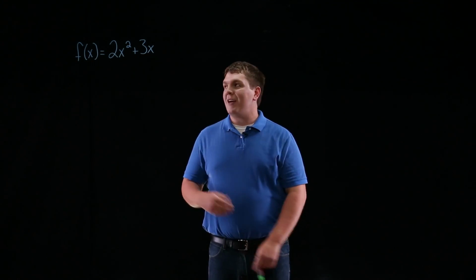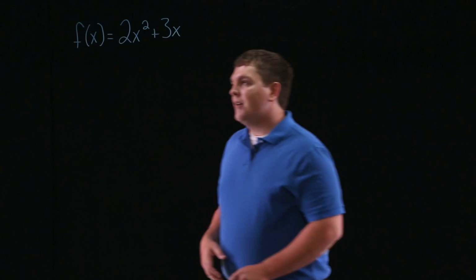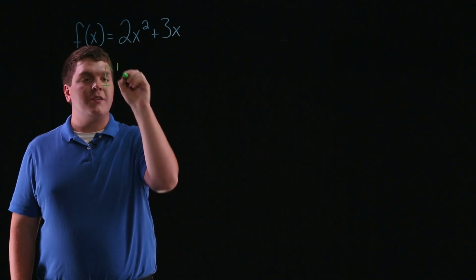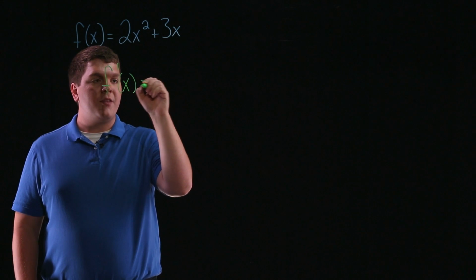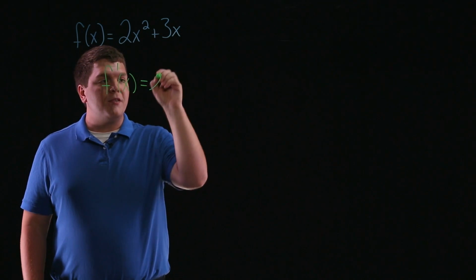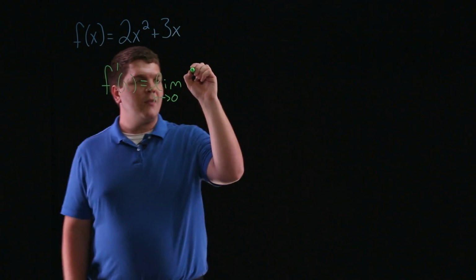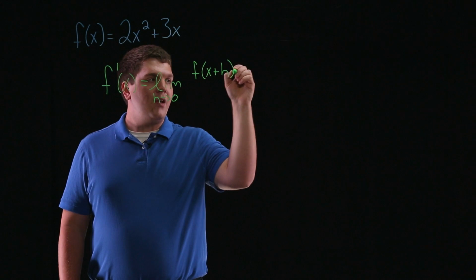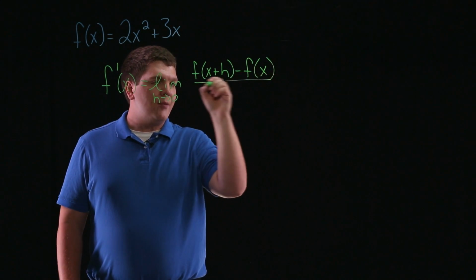For this problem, we're asked to find the derivative of 2x squared plus 3x. So let's begin by writing down the definition of the derivative. The derivative of a function f of x, f prime of x, is equal to the limit as h approaches 0 of f of x plus h minus f of x, all divided by h.